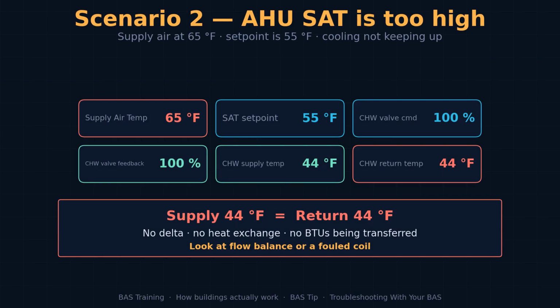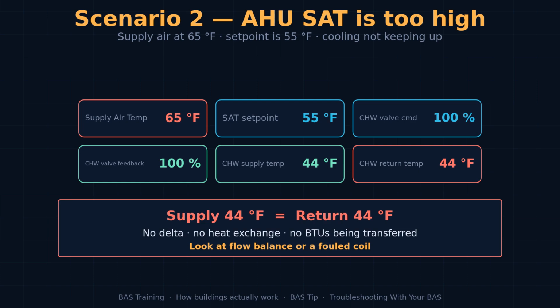Scenario 2. The AHU supply air temperature is running at 65 degrees when the set point is 55 degrees. Cooling is not keeping up. You pull up the AHU graphic. Here is what you see. Supply air temp at 65 degrees. SAT set point at 55 degrees.